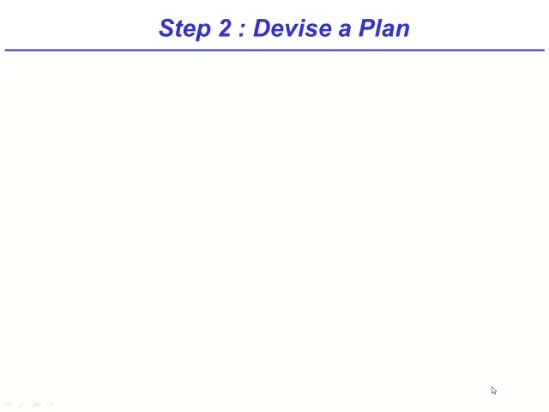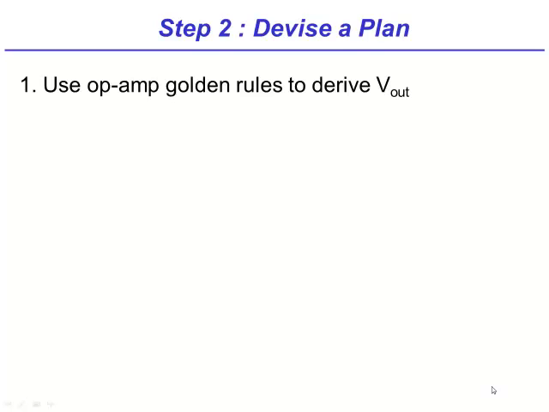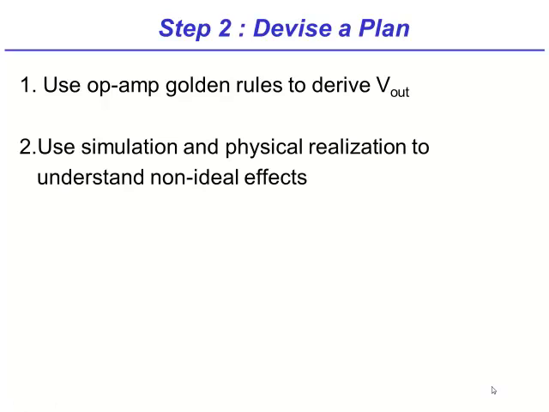The plan is simple enough. Use op-amp golden rules in theoretical analysis. Use simulation and physical realization to understand non-ideal behavior. Correct, but one item I would like to point out is practical instrumentation amplifiers come as a single package. The three op-amps are built in. The reason is to get very good performance, you need the resistors, especially R1s, to be precisely matched, and this is usually done by laser trimming.